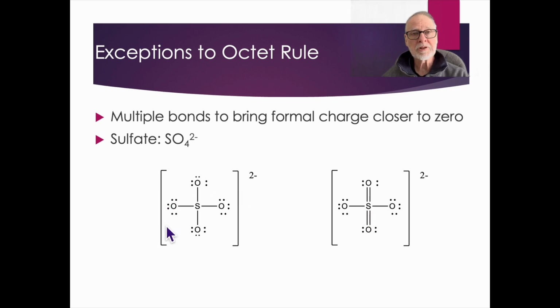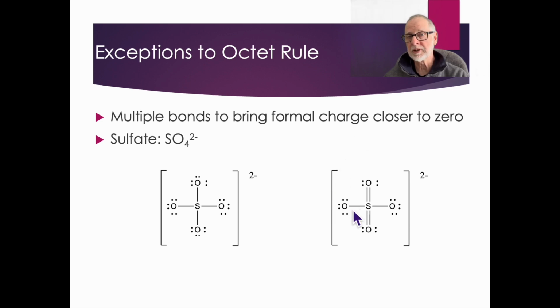So we've gone from a situation here where every atom has a non-zero formal charge. In this situation here, each of the oxygens has a formal charge of -1, and the sulfur has a formal charge of +2, to a situation where the sulfur is 0, 2 of the oxygens have formal charges of 0, and then 2 of the oxygens have formal charges of -1. That's much better. And so this would be the preferred resonance structure for the sulfate.